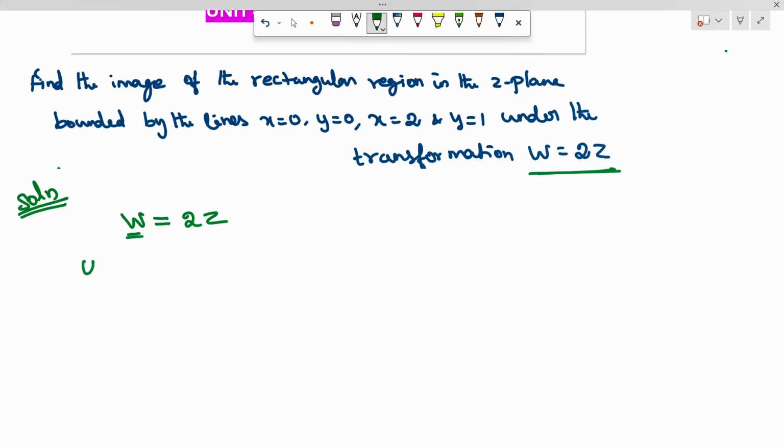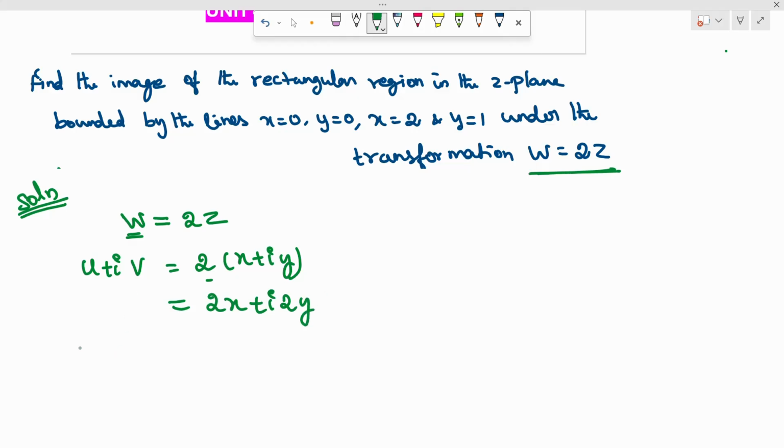We know that w = u + iv and z = x + iy. Substitute here. From this equation, write separately the u and v values. Now we can write, 2 is common for both, 2x + i into 2y. From this we can write u is equal to, that is the real part, u = 2x and v = 2y.